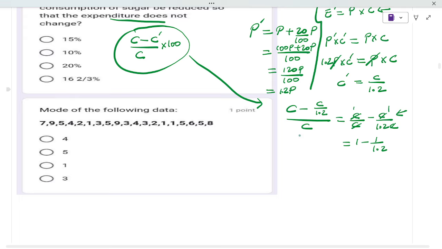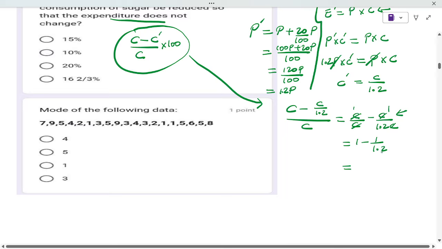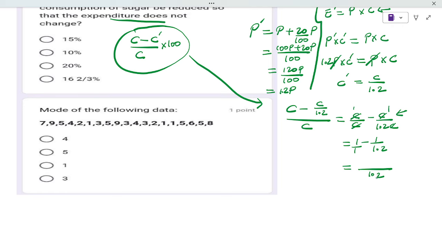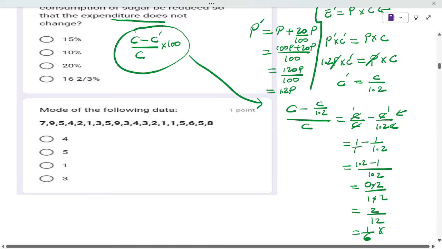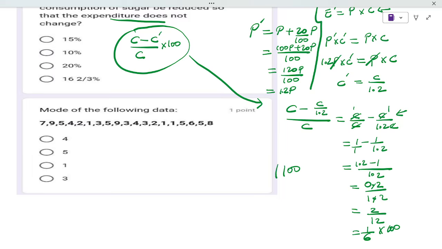Okay, so now we need to simplify this one. The LCM is 1.2. So 1 into 1.2 is 1.2, and 1.2 into 1 gives 1.2 minus 1. So here we're getting 0.2 by 1.2. Point two, one decimal place, that means we can cancel it again. So we're getting 2 by 12, which is 1 by 6. But we need to multiply by 100. You don't need it before, now multiply by 100. That means 1 by 6 into 100 will give us 100 by 6.